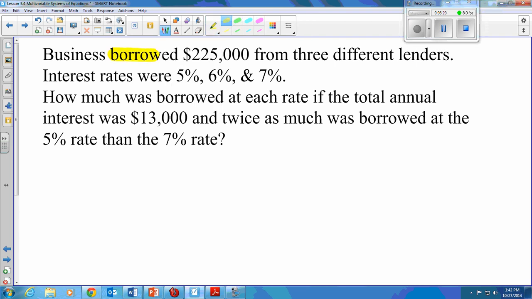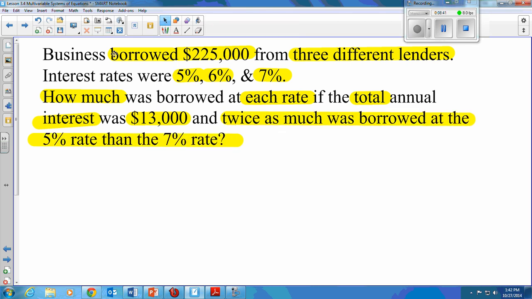So borrowed $225,000 from 3 different lenders at 5%, 6%, and 7%. How much was borrowed at each rate? Total interest was $13,000. Twice as much was borrowed at the 5% rate as at the 7% rate. So take a minute to jot that down. The question I'm asking is how much was borrowed at 5%, how much at 6%, and how much at 7%. So I have 3 things I don't know, which means 3 variables to solve for: an x, a y, and a z.